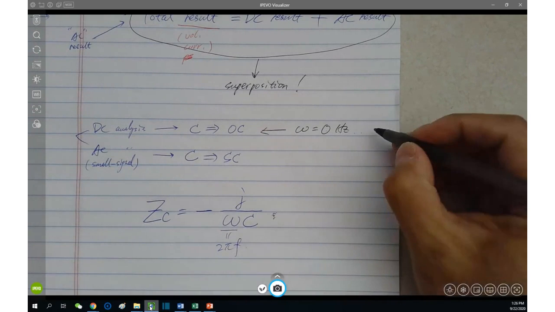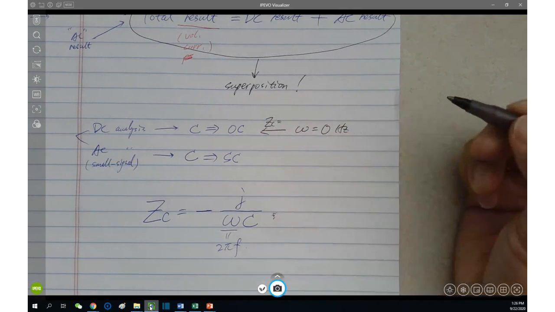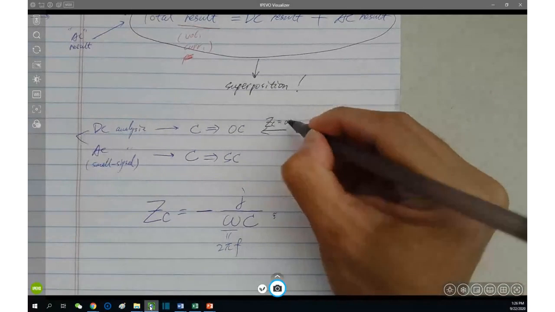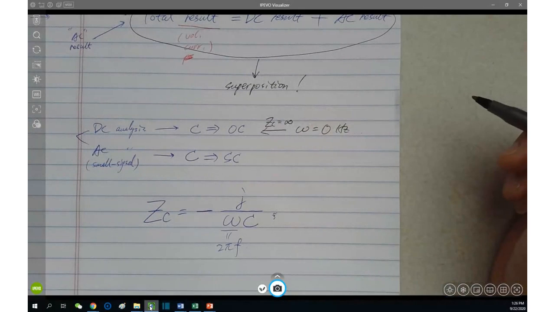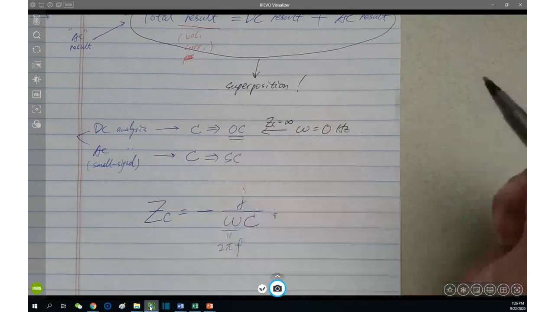Well, according to this, what is the impedance of the capacitor in DC then? Infinity. Infinity impedance means what? Does it make sense now?